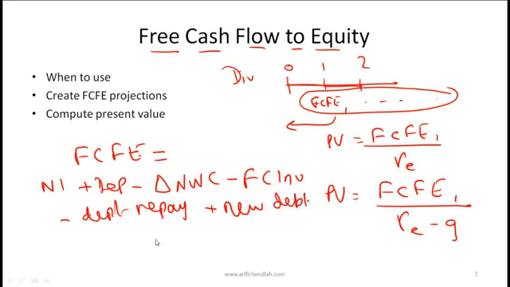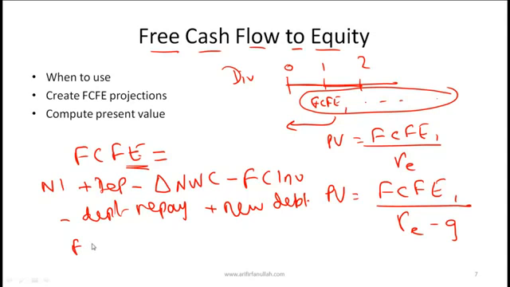Sometimes this part is bracketed together and called net cash flow through debt, but this is fairly self-explanatory. So free cash flow to equity is your net income plus the non-cash charge of depreciation minus your investments in working capital minus your investments in fixed capital minus any debt repayments plus any money that you raise through debt. So this is the free cash flow available to the equity holders. You project this into the future and calculate the present value. That gives you the value of equity.